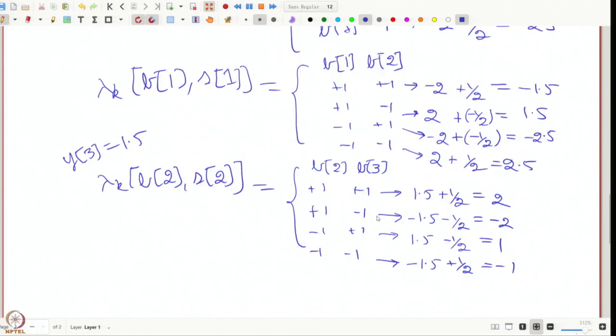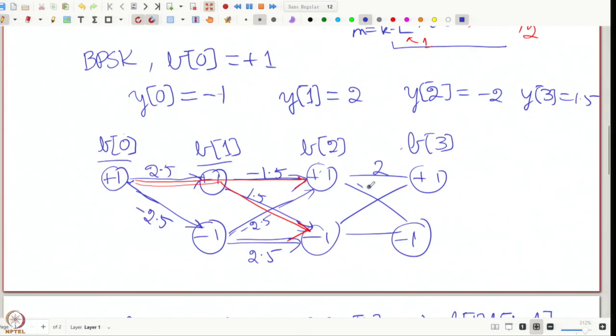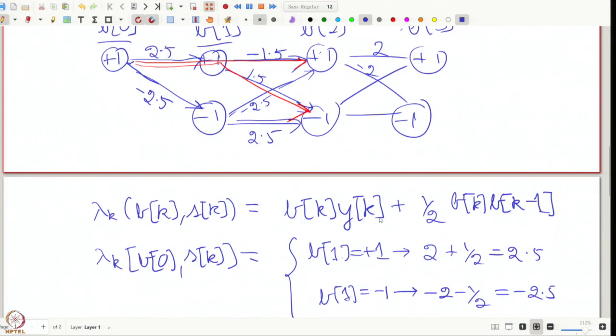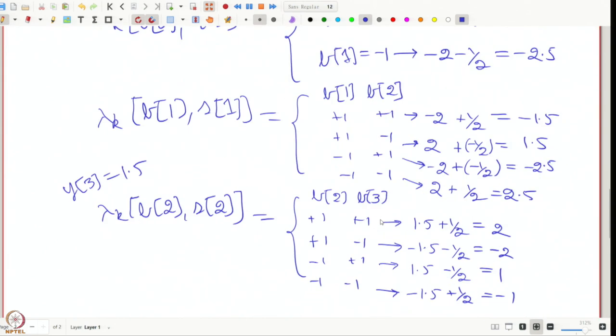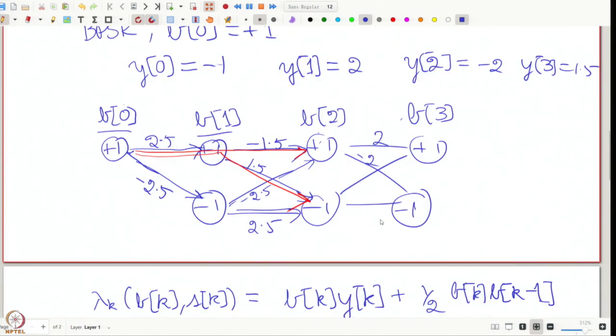1 to minus 1 is minus 2. Then minus 1 to 1 is 1. And minus 1 to minus 1 is minus 1. So this is minus 1, this is plus 1. Now let us compute the matrix for the others also. Let us compute the matrix.